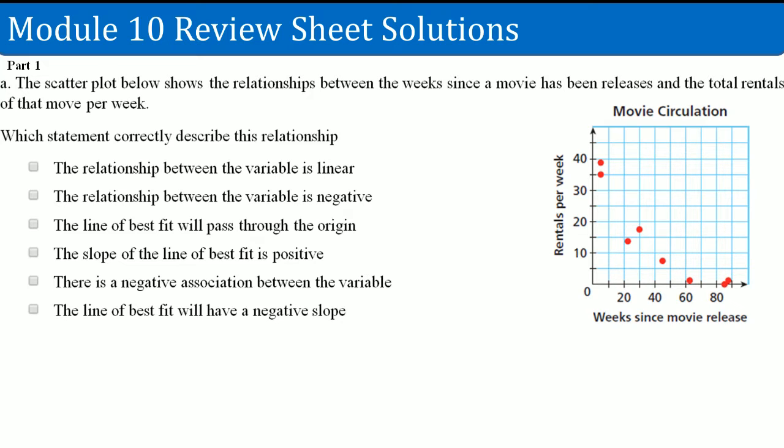A. The scatter plot below shows the relationship between the weeks since a movie has been released and the total rentals of the movie per week. Which statement correctly describes the relationship? First of all, it says the relationship between the variables is linear. Let's see if it's linear or not.